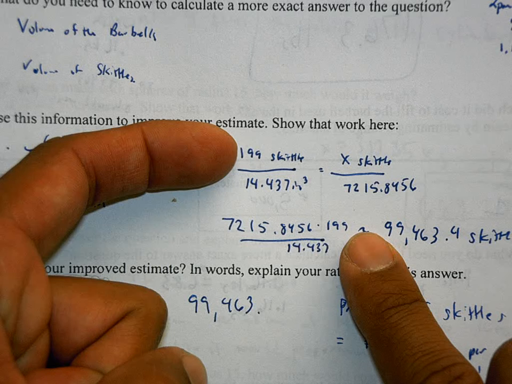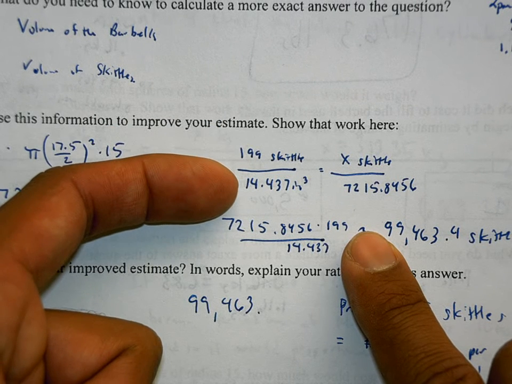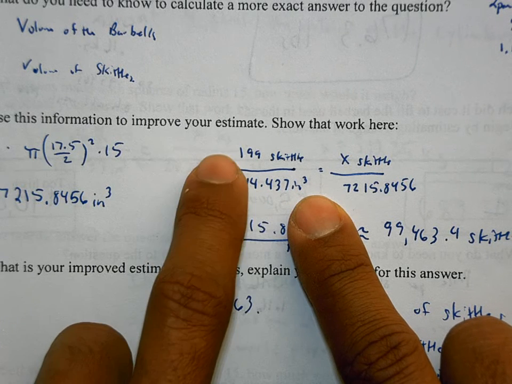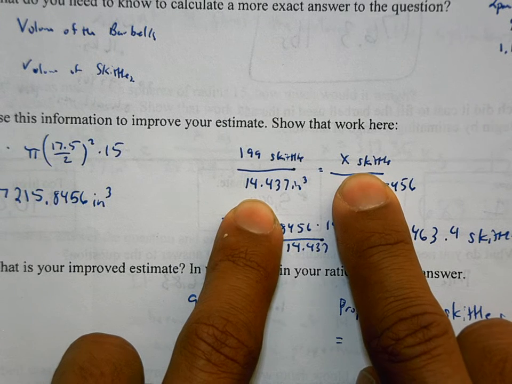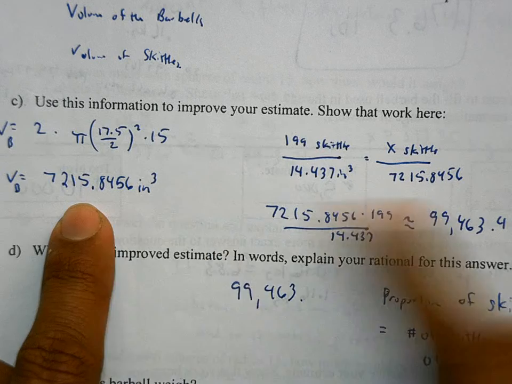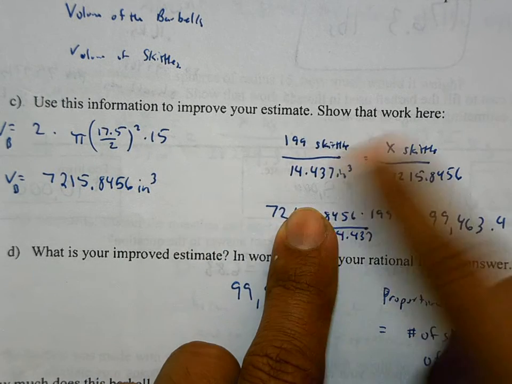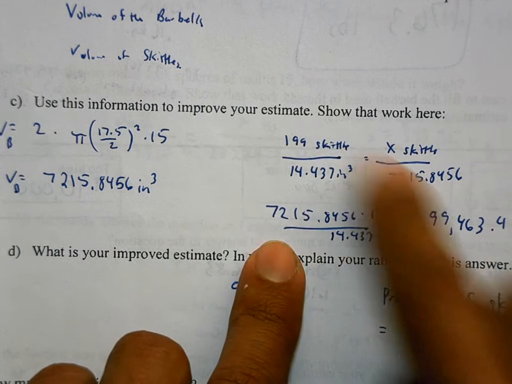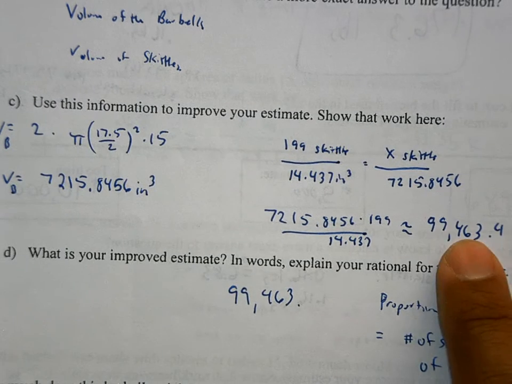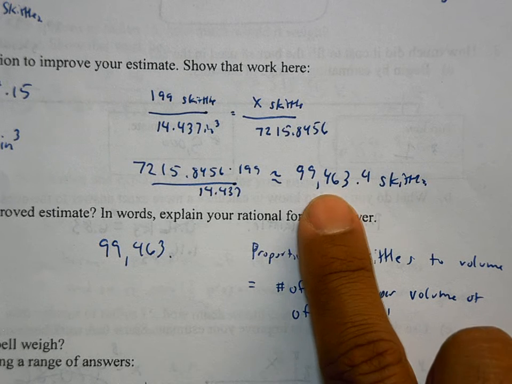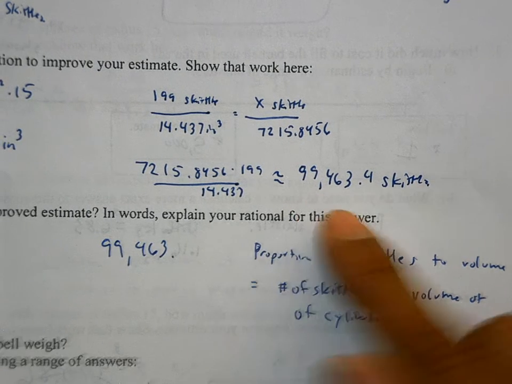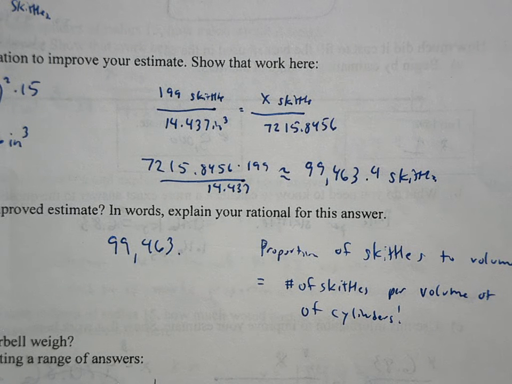I went like this. 199 Skittles per cup is going to take up the same amount of volume as 14.437 inches cubed. 199 Skittles in this volume is equal to how many Skittles? I don't know. In a volume of the 2 plates. The 2 plates was 7215.8456. And then what I did is I cross multiplied and I divided by the 14.437, because this times this should equal this times that. When you do that and you punch this into your calculator, you're going to get a decimal. My decimal answer that I came up with was that how many Skittles in both plates? 99,463.4 Skittles, or 99,463 Skittles. That's a lot of Skittles.